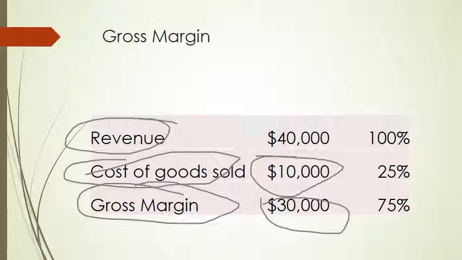So your revenue is always at 100%. Your cost of goods sold is the 10,000 divided by 40,000. So that will give us 25%. So that means we're spending 25% to buy the product, and we sell them at a 75% margin, which is our profit. Our gross margin of 30,000 divided by 40,000 gives us that 75%.